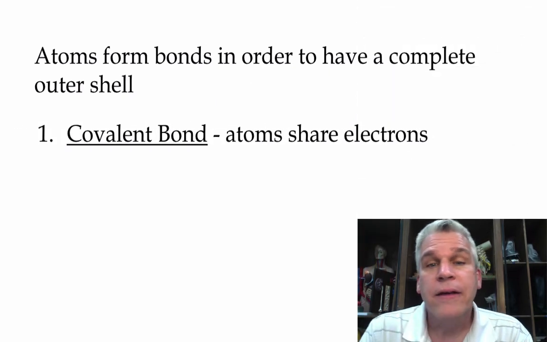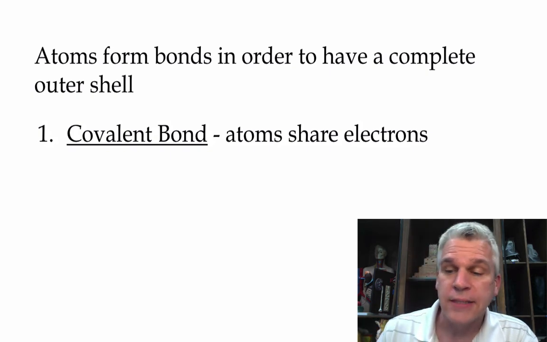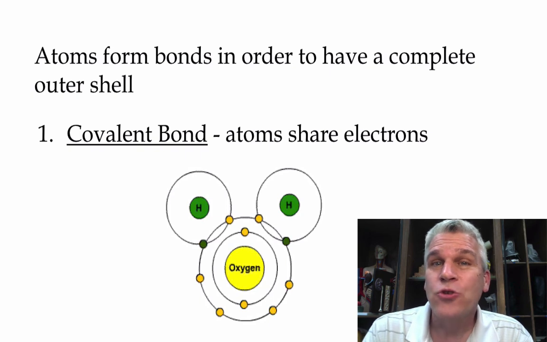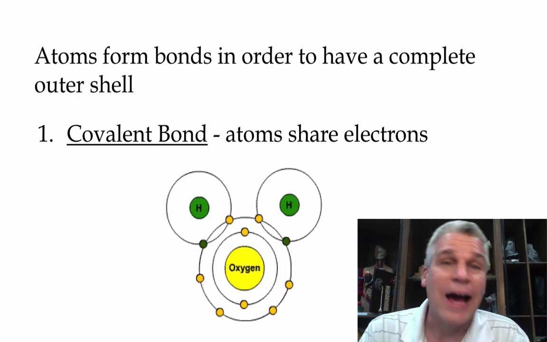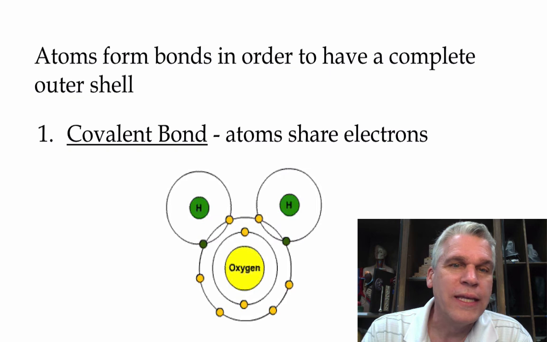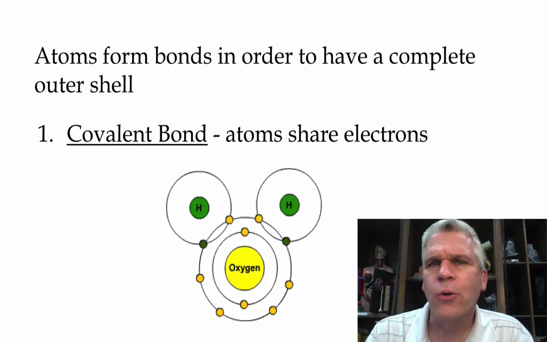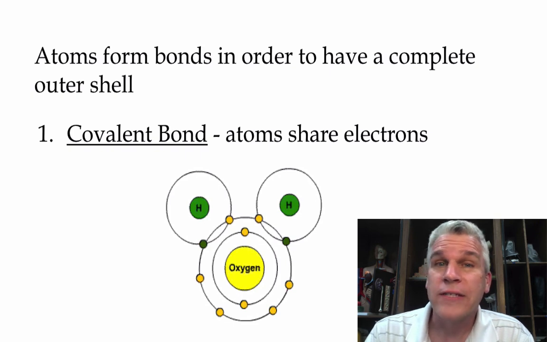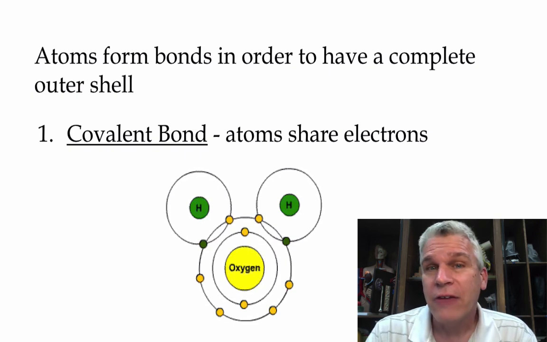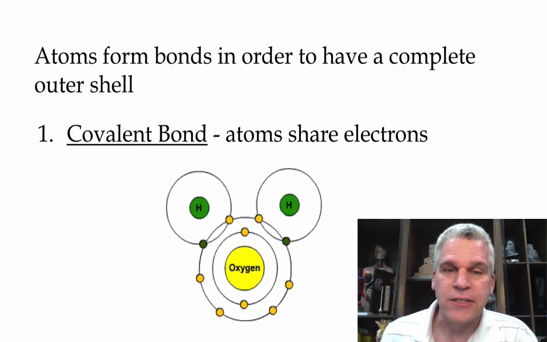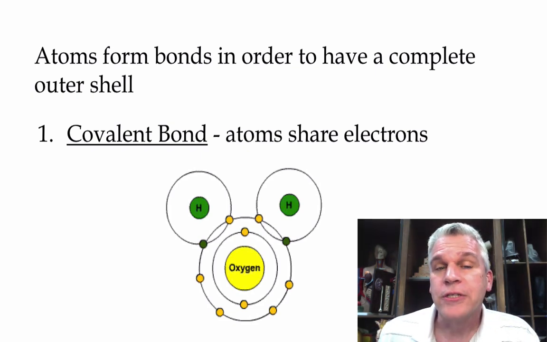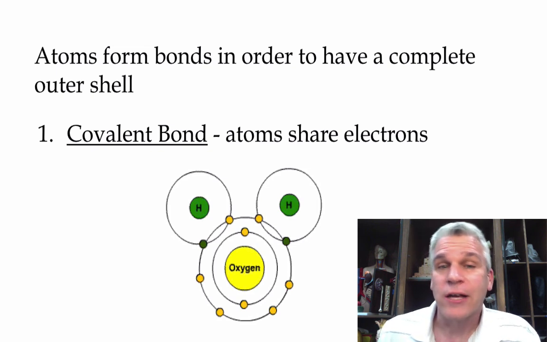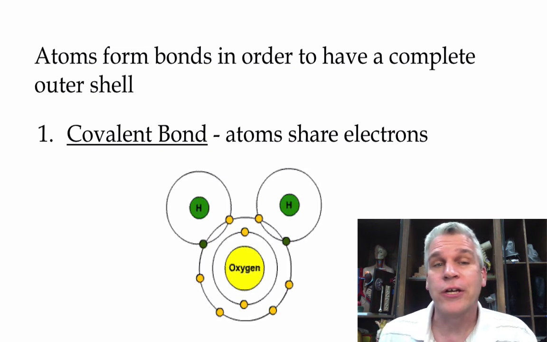Another type of bond that atoms can form are covalent bonds. Here, the atoms share electrons. So oxygen needs 2 more electrons to have a complete outer shell. Hydrogen, on the other hand, only needs 1 more electron because that first shell can only hold 2 electrons. And so by one hydrogen sharing one of its electrons with oxygen, and the other hydrogen sharing its electron with oxygen, both hydrogens can have 2 electrons, and the oxygen can have 8 electrons on its outer shell. So all the outer shells are full.